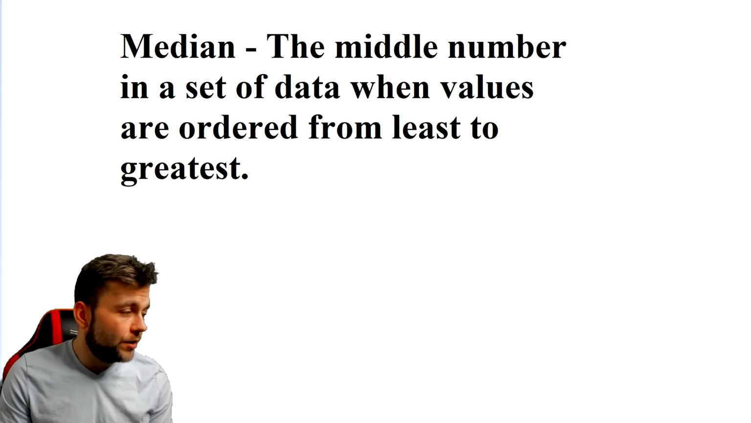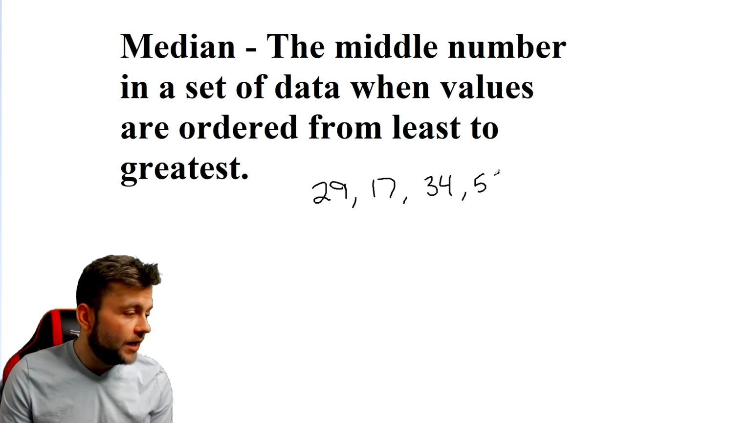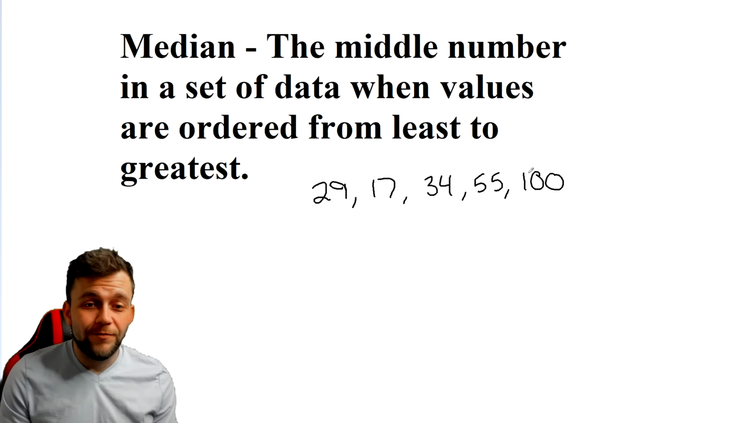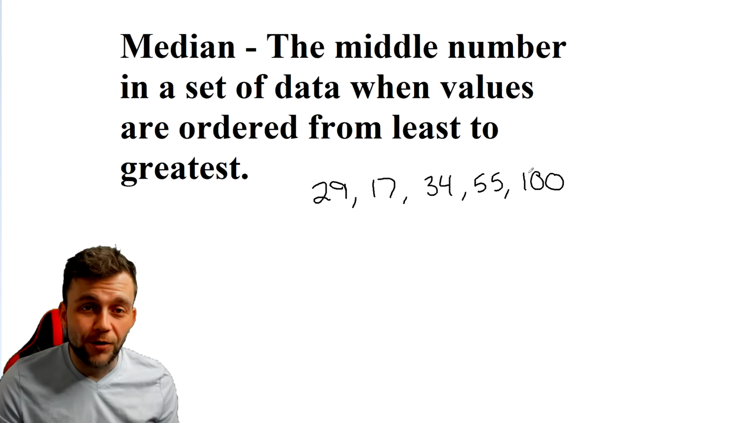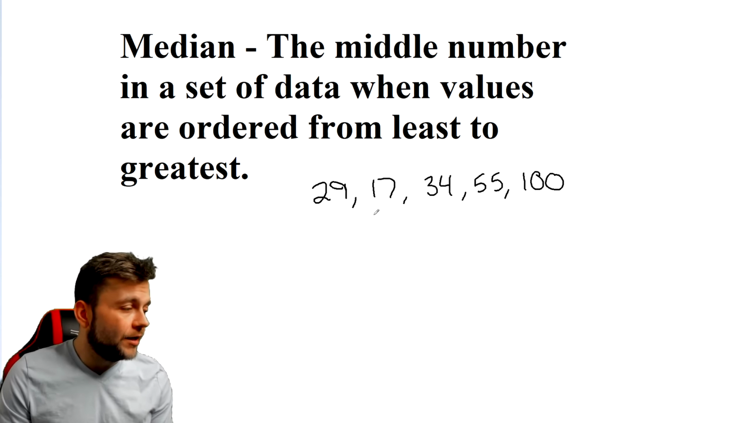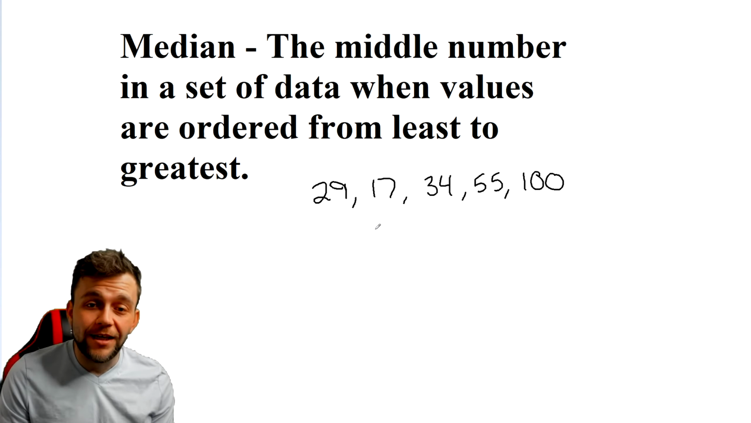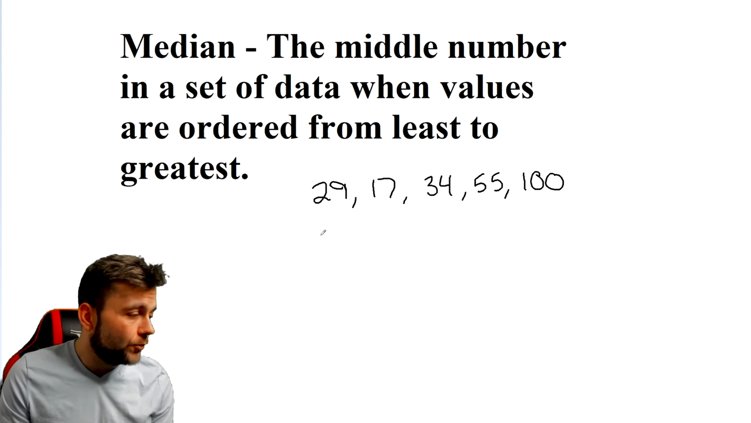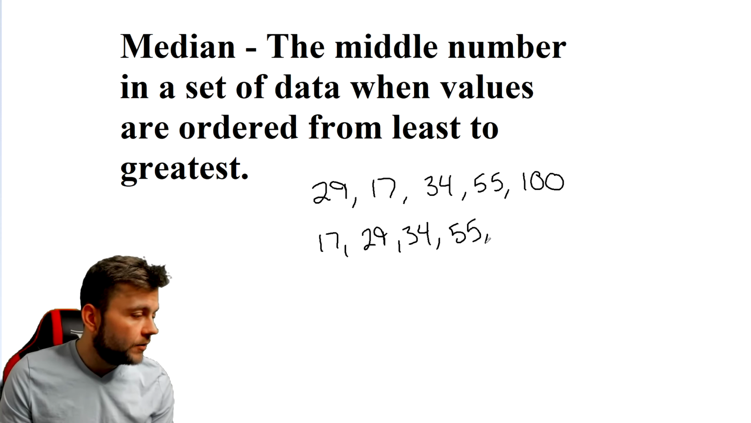So let's just go with 29, 17, 34, 55, and 100. As you can tell, they're not in order from smallest to largest. So we need to rearrange things, and it looks like only 17 and 29 are out of order. So we go 17, 29, 34, 55, and 100.